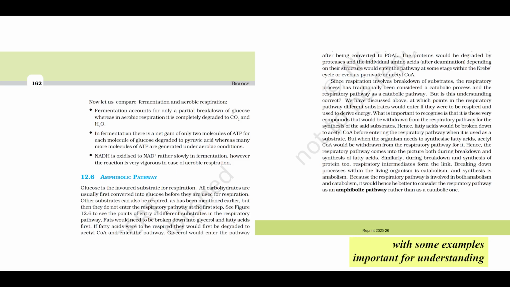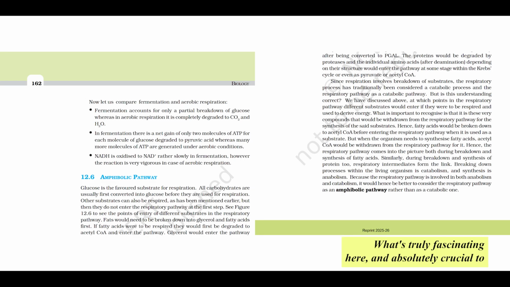Let's illustrate with some examples important for understanding metabolic interconnectedness. Fats. Fats break down into glycerol and fatty acids. Fatty acids are degraded to acetyl-CoA, entering Krebs cycle. Glycerol is converted to PGAL, entering glycolysis. Proteins. Proteins break into amino acids. After deamination, removing the amino group, the carbon skeletons can enter as pyruvate, acetyl-CoA, or Krebs cycle intermediates like alpha-ketoglutarate.